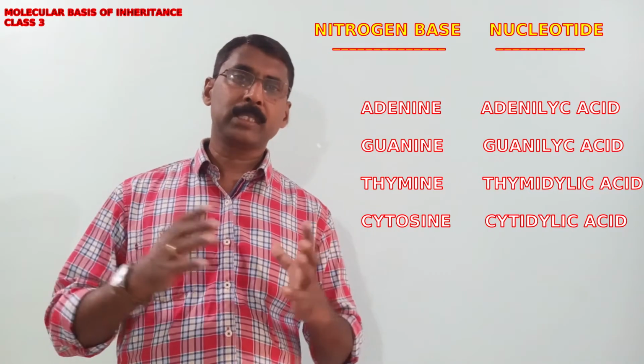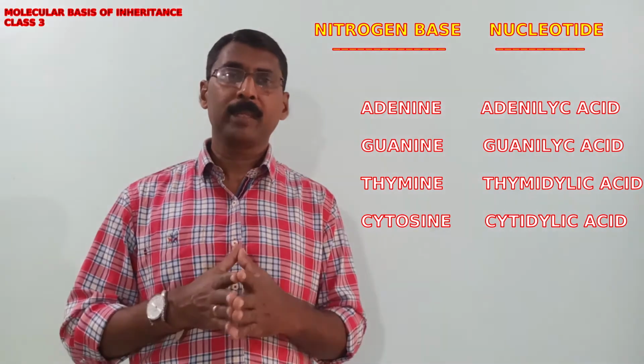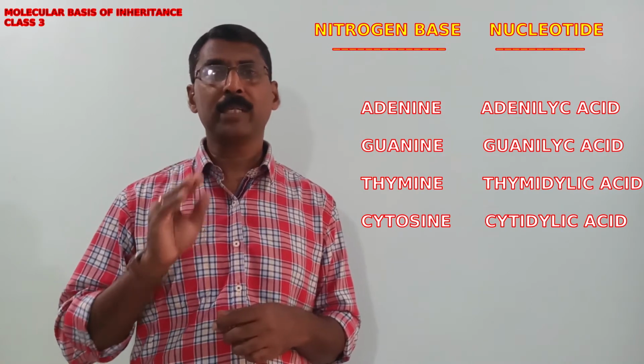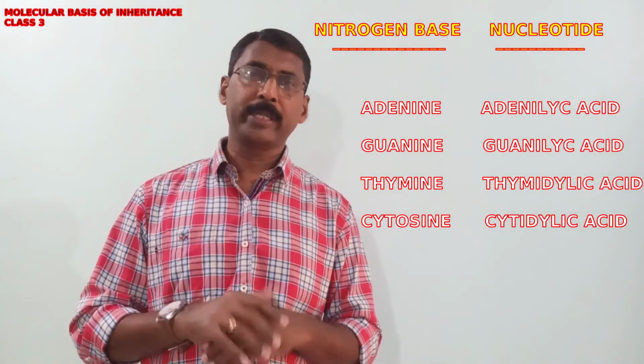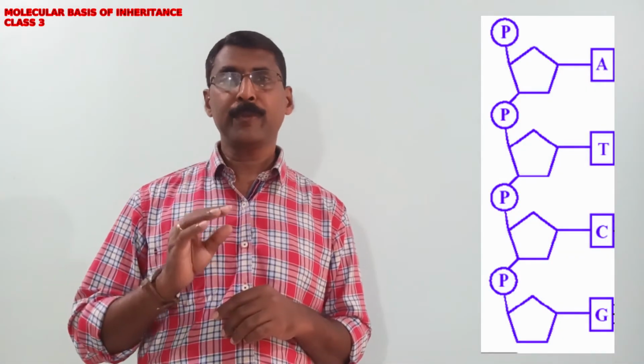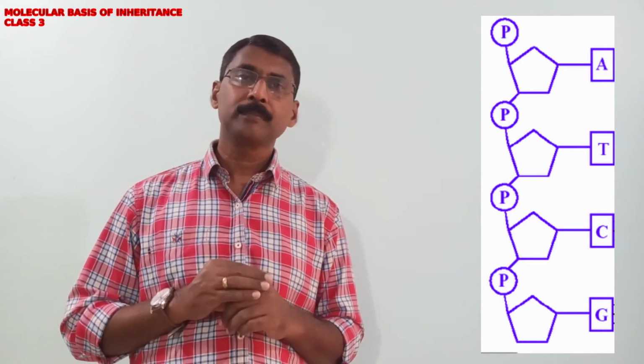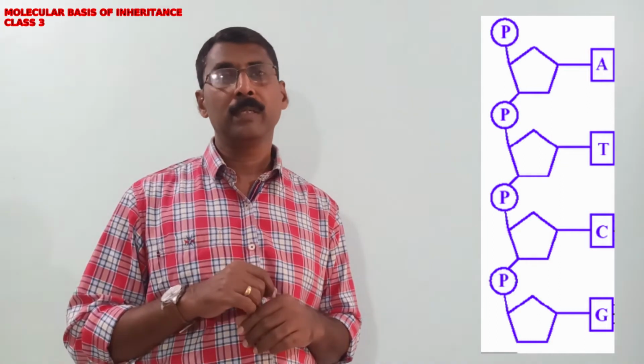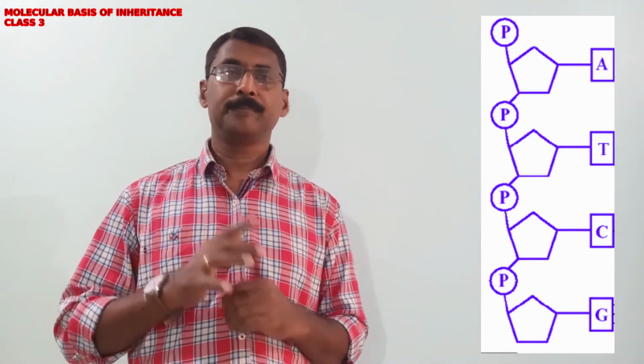So when we examine the structure of the nucleotide, we can see that sugar and phosphate are common in all the nucleotides. The varying component is the nitrogen base. So we can say in a DNA molecule, there is a sugar phosphate backbone. The sugar phosphate component acts as the backbone of the DNA molecule or backbone of the nucleotide chain.